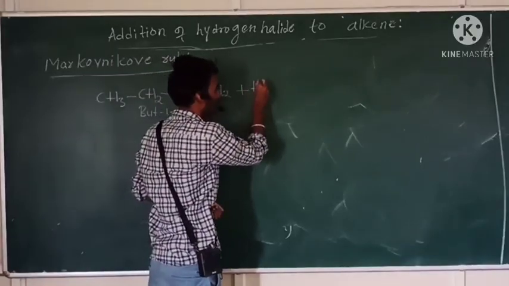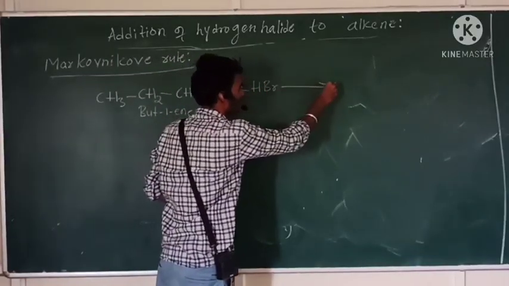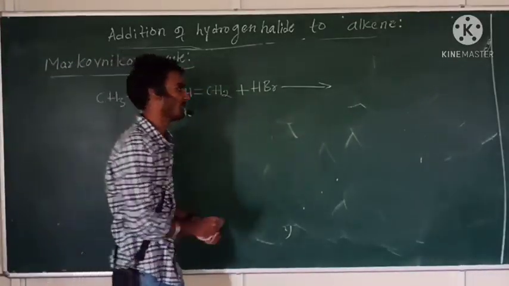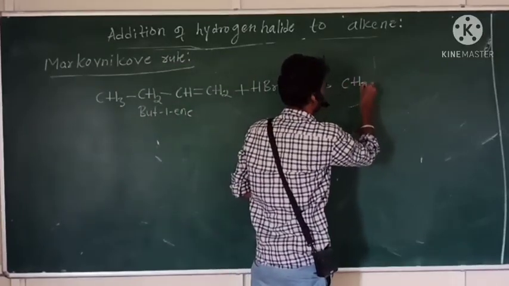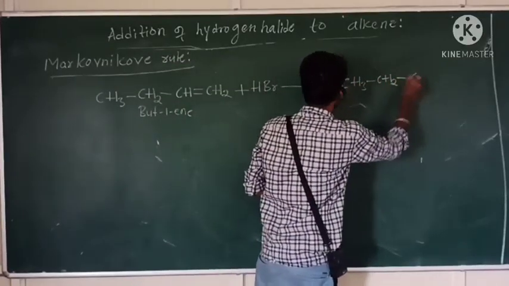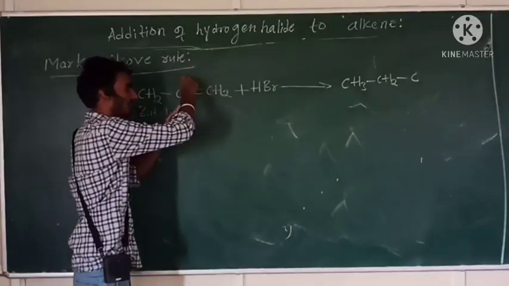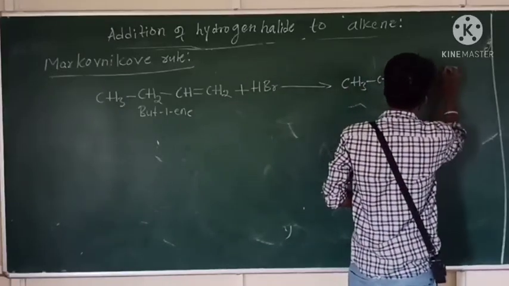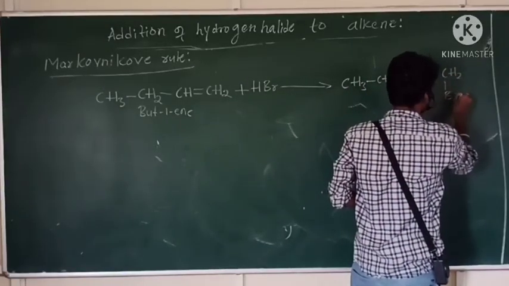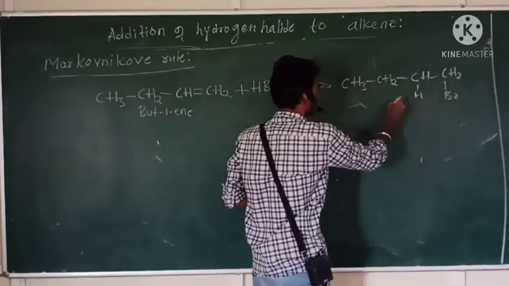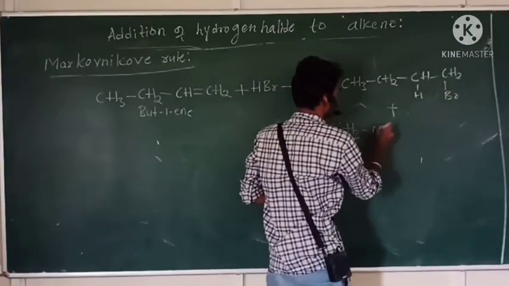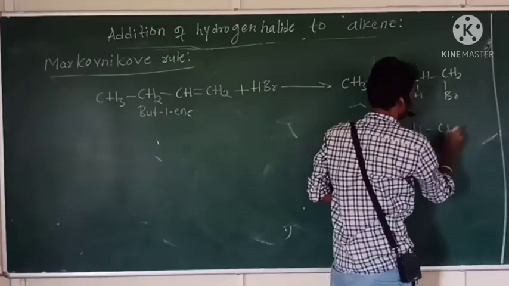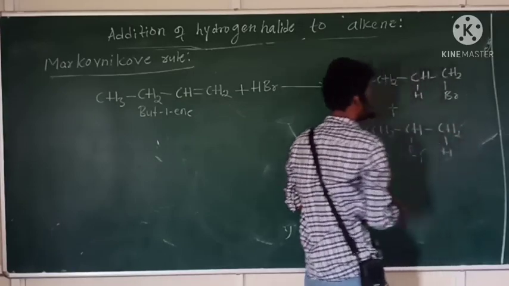It reacts with HBr. Again, it forms one major product and one minor product in the absence of peroxide. Hydrogen is added to this side or this side, two possible ways. So CH3 CH2 CH2 CH2 Br is one product. Another product is CH3 CH2 CHBr CH3. So these are the two products.